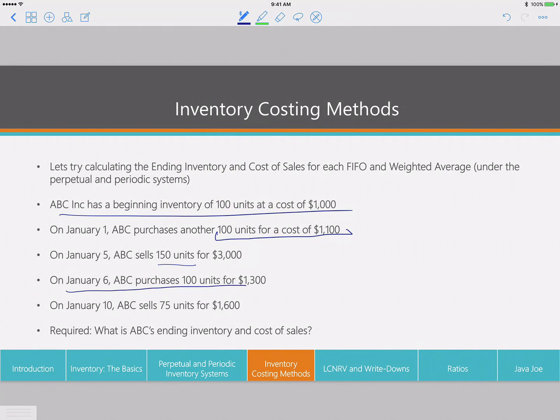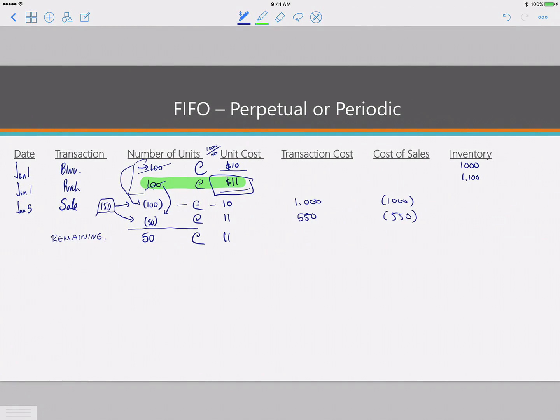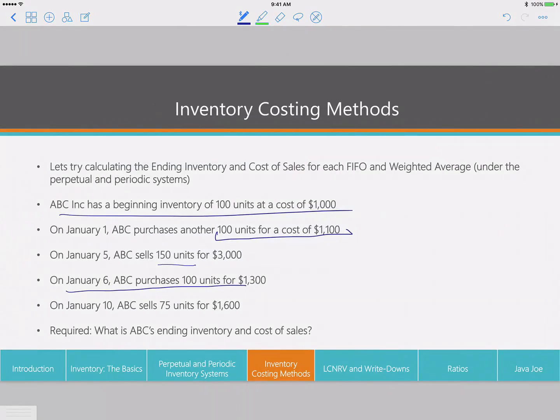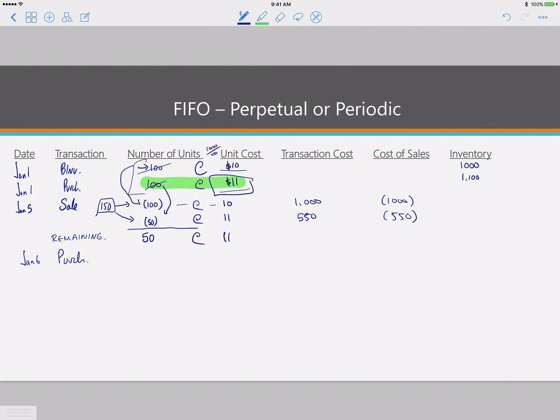So on January 6th, we purchased 100 units for $1,300. So 1,300 divided by 100 gives us an average cost of $13. So this is our inventory right now, and you see here we're keeping track of exactly how many units we have.